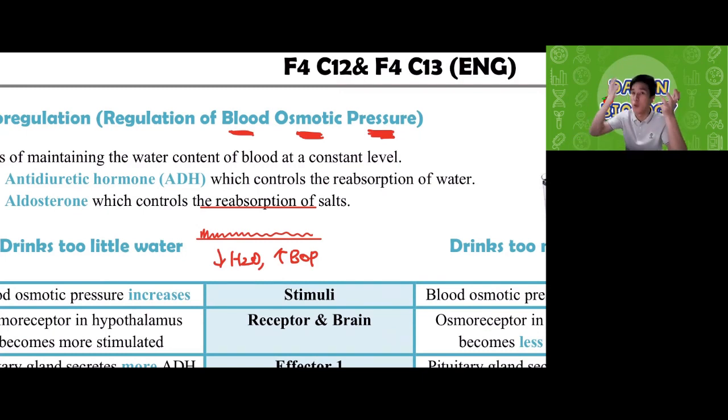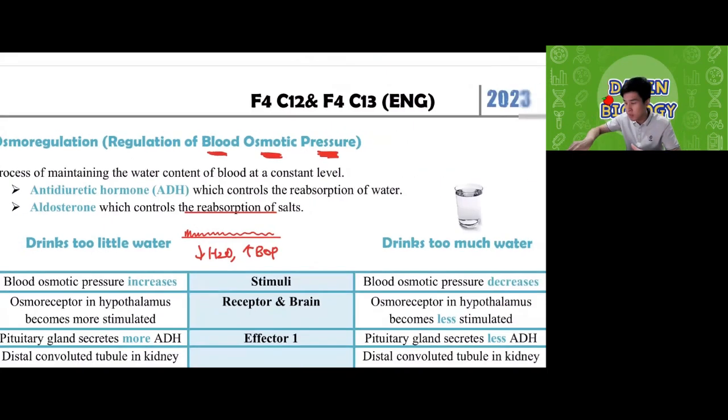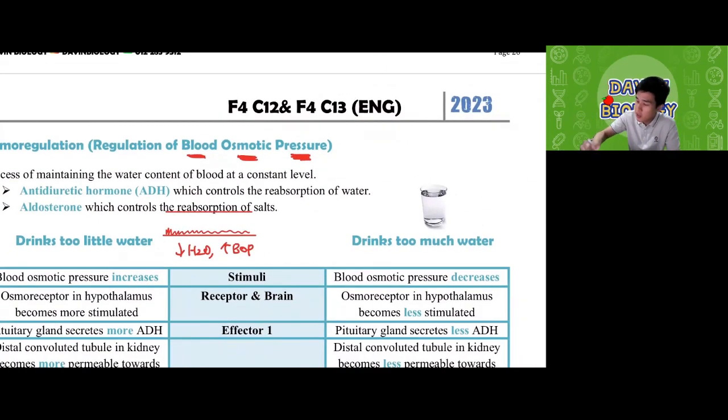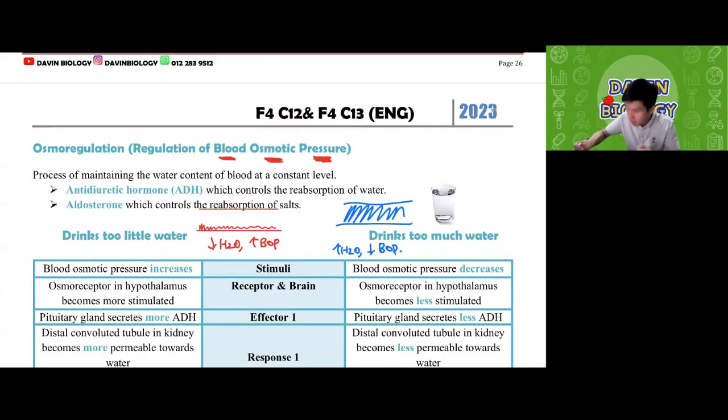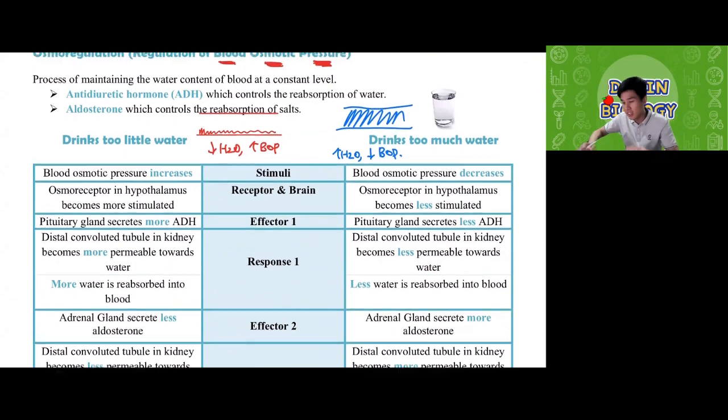So water and your heart can affect blood pressure, something like that. The right-hand side is the opposite. If I drink too much water, if a lot of water is inside your blood vessel, higher water means lesser blood osmotic pressure. Okay, done. That's the meaning of blood osmotic pressure.